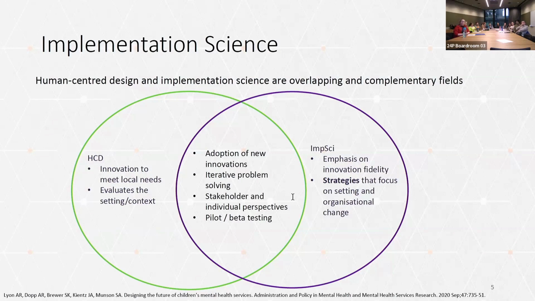I think a lot of times human-centered design is focused on how do we look at the setting and context and get the intervention to work locally. And implementation science is kind of the same. We really want to look at strategies that focus on setting and organizational change. And then in the middle, there's that adoption of new interventions, stakeholder and individual perspectives, and beta testing. So in a lot of ways, human-centered design could almost be an implementation strategy, if that makes sense.